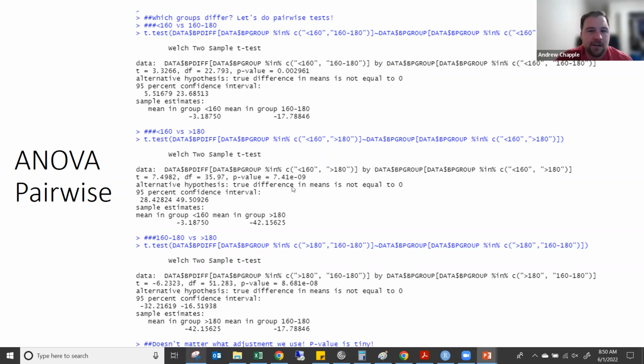So I can see a significant difference between these two groups too. This is less than 160 and greater than 180. And then last I've got 160 to 180 and greater than 180. And this p-value is also significant. So all these p-values are very, very small. And I would reject the null whether I use Fisher's test or Bonferroni's adjustment here.